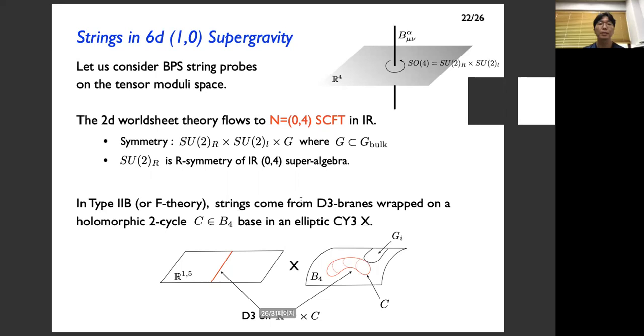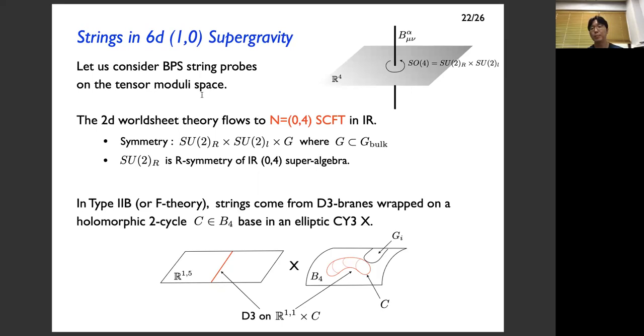Okay, we'll consider these strings on the tensor moduli space parameterized by the scalar field in the tensor multiplets. And the worldsheet theory on these strings will flow to the (0,4) chiral superconformal field theory at low energy. Okay, the symmetry of this worldsheet theory is given by this.